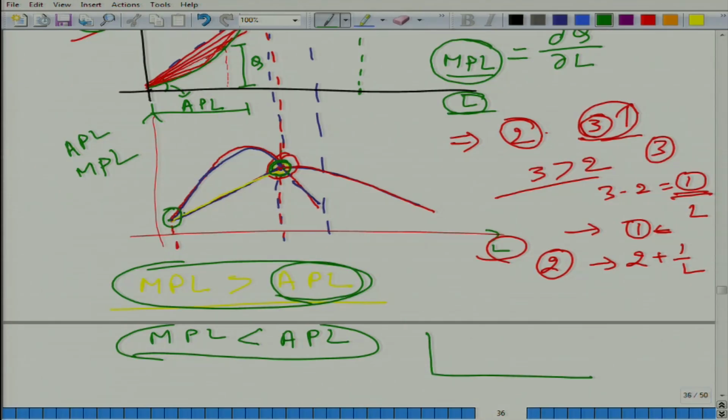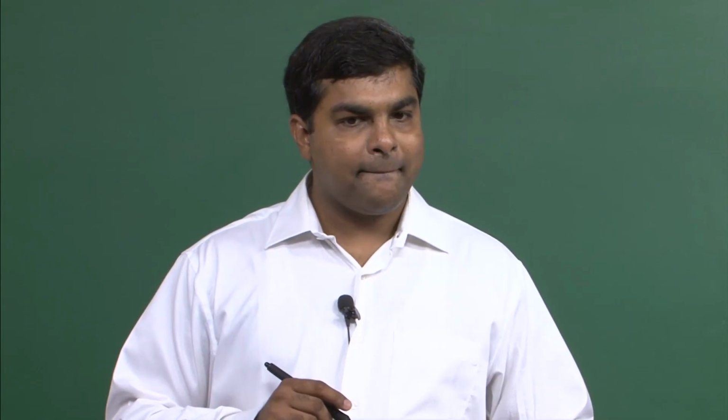Here marginal product of labor curve is cutting average product of labor curve from below. So, when L is increasing, the average product curve is like this and the marginal product curve is like this. So, it is cutting from below, while here it is opposite, okay? It is cutting from above. So, that is another requirement. Why should it be cutting from above?